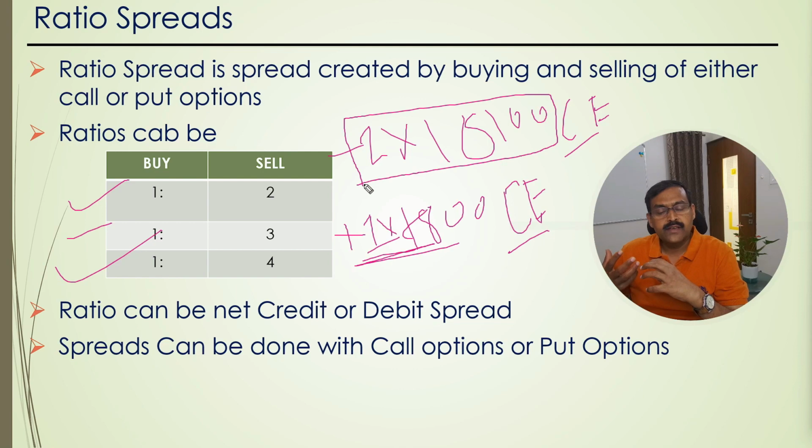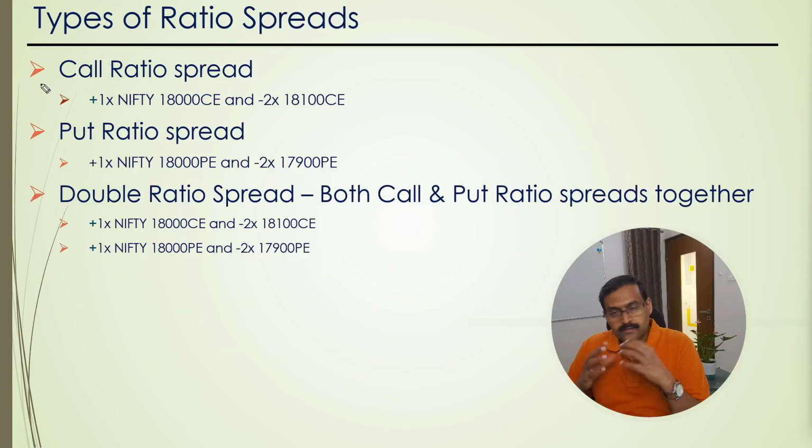Similarly, you can create a ratio spread for put options also. When you create a ratio spread, there will be a net premium that will be received or paid, depending on which strike prices and what kind of ratio you want to create. It is going to be a net credit or net debit ratio spread. There are three types of ratio spreads that you can create.